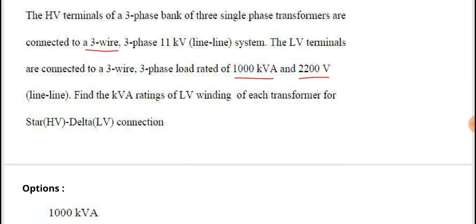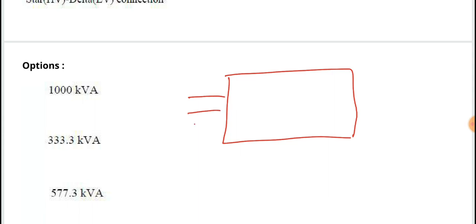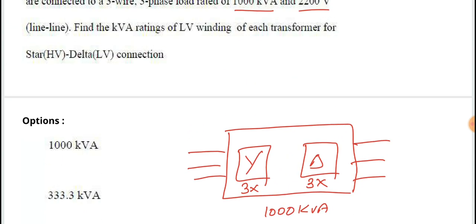Okay, so in the given question, there is a 3-phase transformer bank where the input to the transformer is a star connection and the output of the transformer is a delta connection. They are using 3 single-phase transformers here. The total rating of the transformer is 1000 kVA. Now what will be the rating of each transformer? Each transformer rating we need to calculate here.